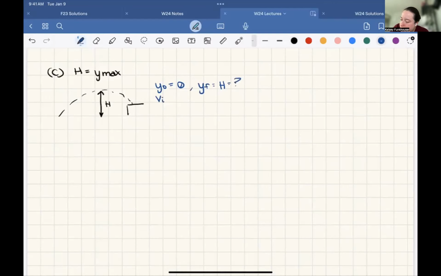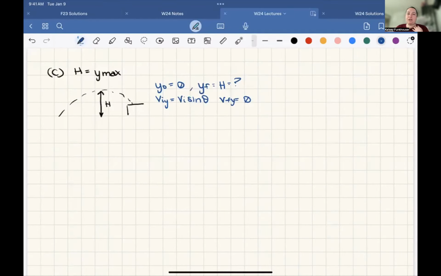The initial velocity is the initial velocity sine theta still. And then the thing we also know is the final velocity here, or the velocity at the max height in y, is 0. That's the thing to remember here.